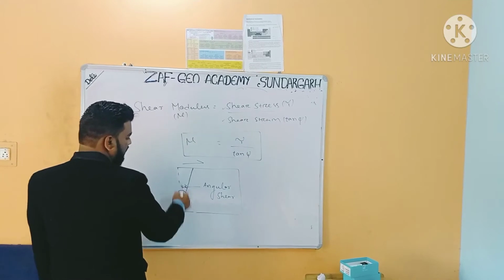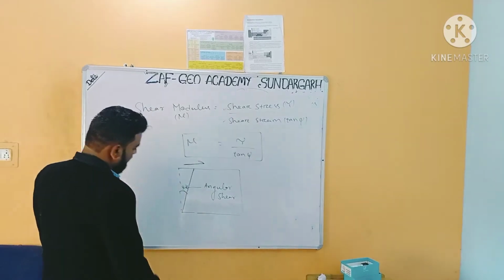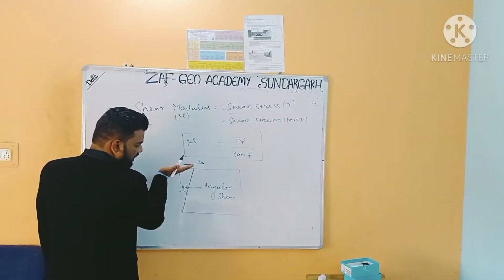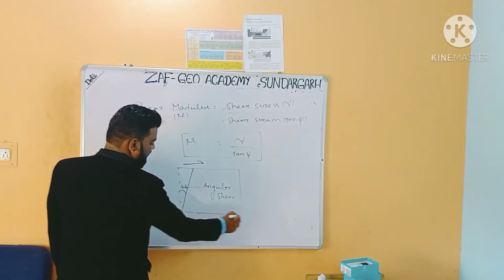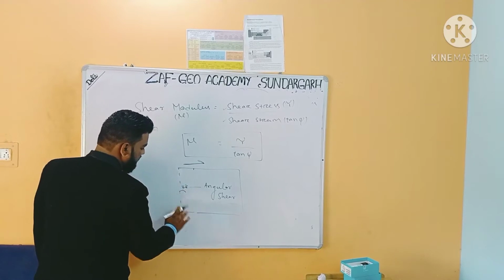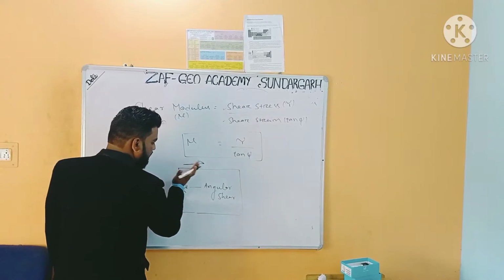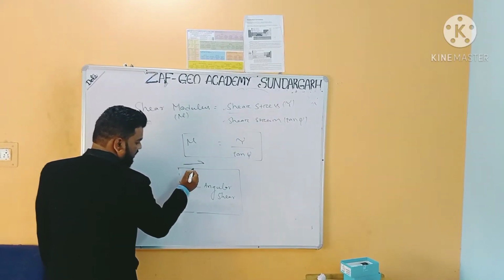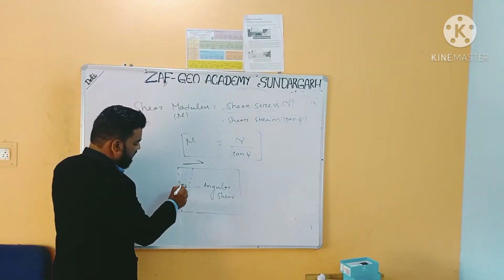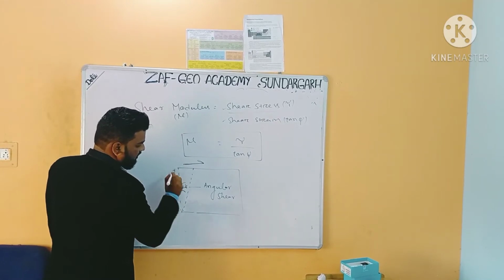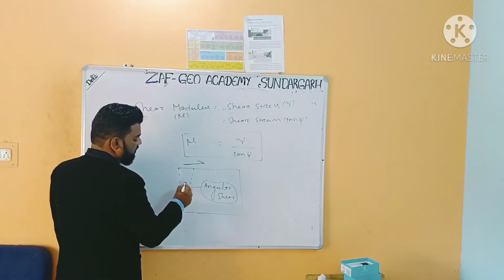Suppose this is a block, and we apply shear stress at the top of the block, and it will shear in this direction. Originally the body was like this, but due to this applied shear stress, this portion moved to here. So it will come like this, and it makes an angle. This angle is called angular shear, which is called psi.